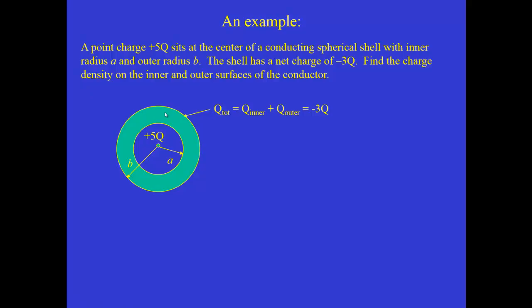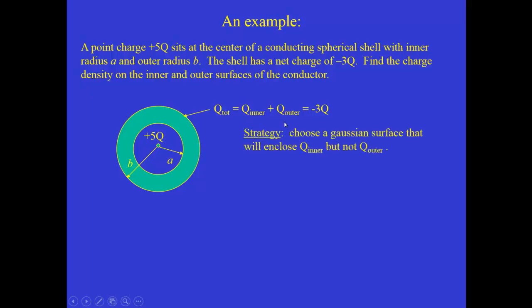Well, we know that the total charge on the conducting shell is the sum of the Q that's on the inside, Q inner, plus the charge that's on the outside, Q outer. And we know the sum of that is minus 3q. But that doesn't solve the problem for us. We want to be able to find these two charges separately, right? And this equation alone only tells us what the sum is.